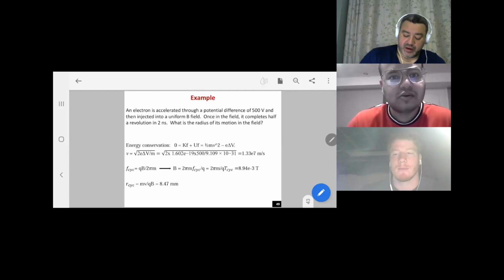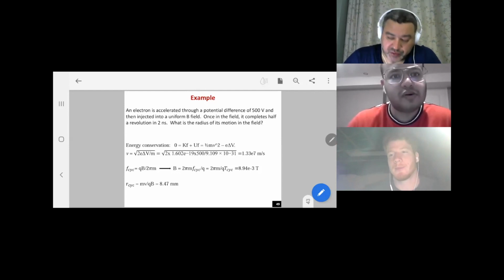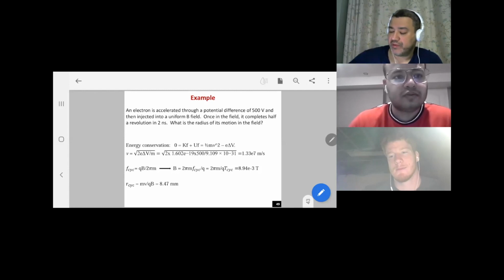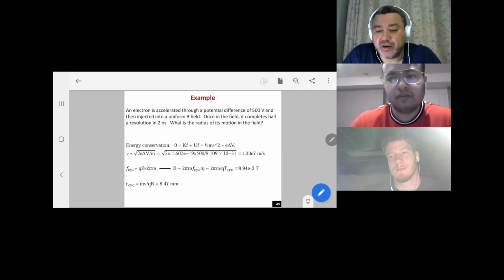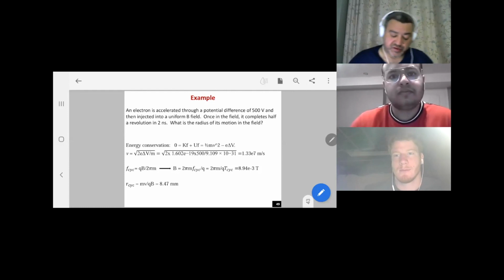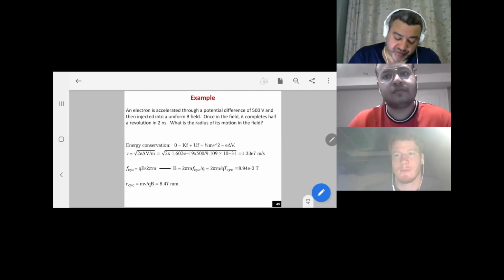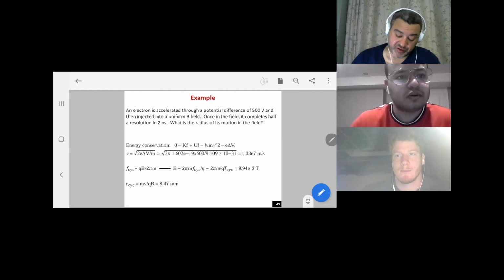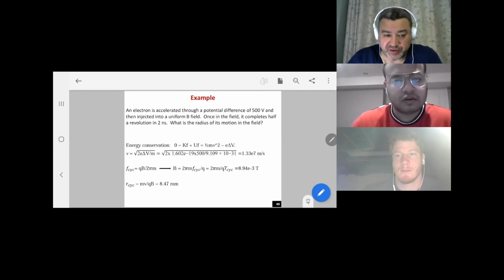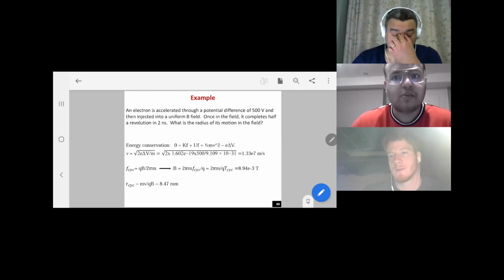Okay, so back to our lecture. We have this example we will be solving in order to understand how to solve for the radius of the cyclotron motion in the mass spectrometer. If you can take a picture of the example, because I will now be switching the screen to my notebook.